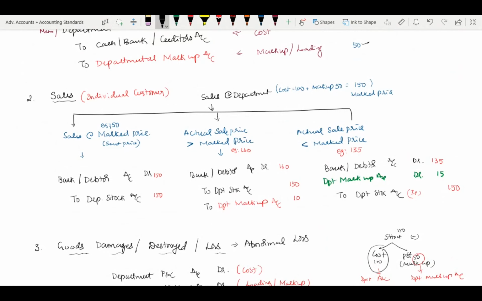That means stock is still appearing at its invoice price only. It is not a flat reduction in the price. Whatever the cost, say I have 150, stock is worth 150 as it is appearing. Only for one or two customers, if the sale price is less than the market price, then I have to reverse that loading on that particular customer or on that sale.